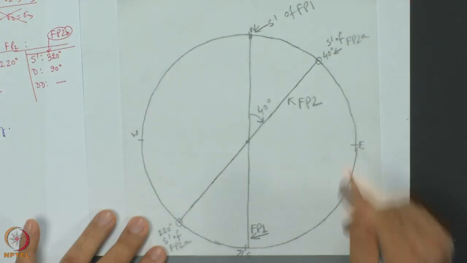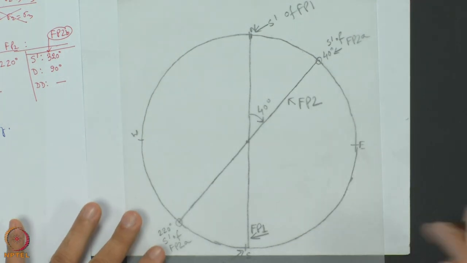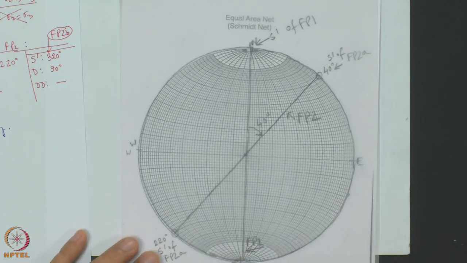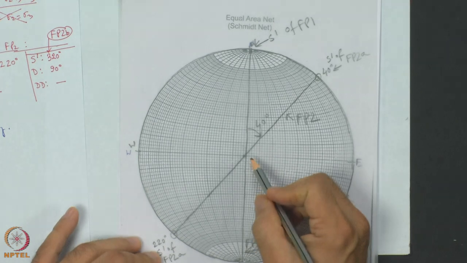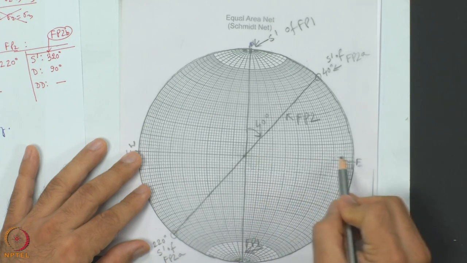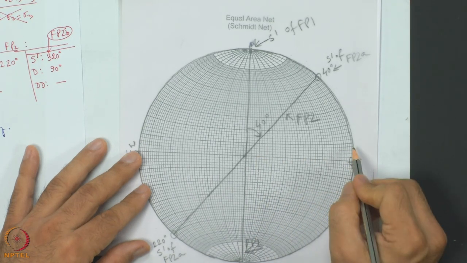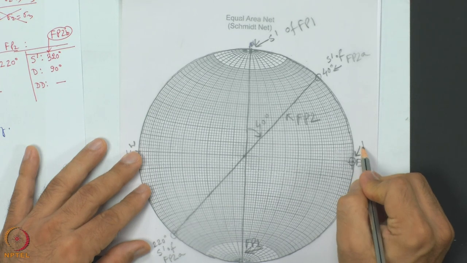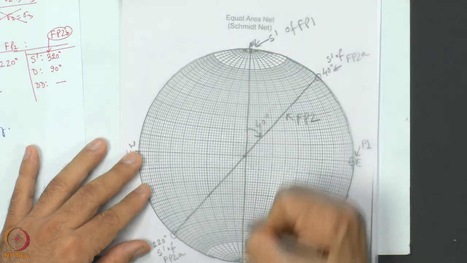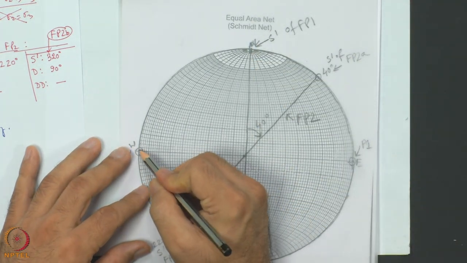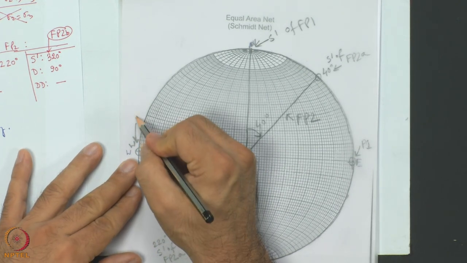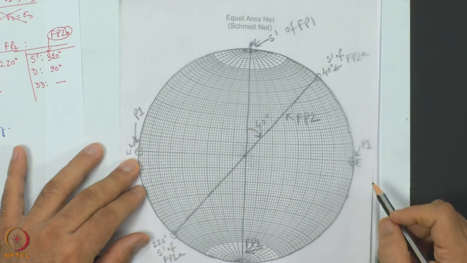Next, FP2A basically. Now we want to plot the pole of FP1 and FP2A. So what to do? This is FP1. From here I move 90 degree and reach this east point, and this is my pole P1, which is the pole of FP1. And this is also found over there. This is the west point over here, which is also the P1 point, pole.